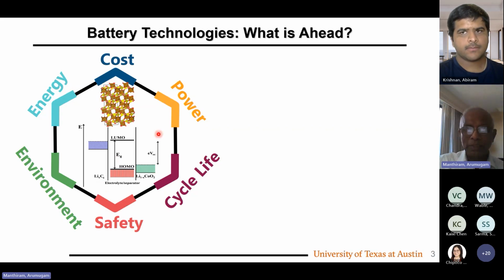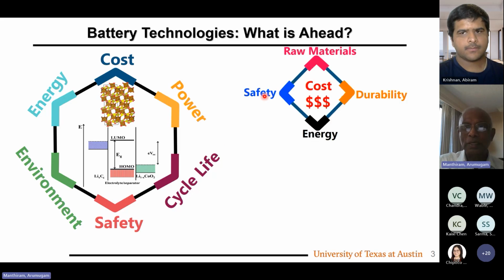Among these 6 parameters, cost is one of the most important. Cost is not raw material cost alone. If the battery is safer, I do not have to worry about lawsuits. And if it is cycling for a long time, I do not have to replace it. If it stores more energy, I can make fewer cells. So everything contributes to cost.